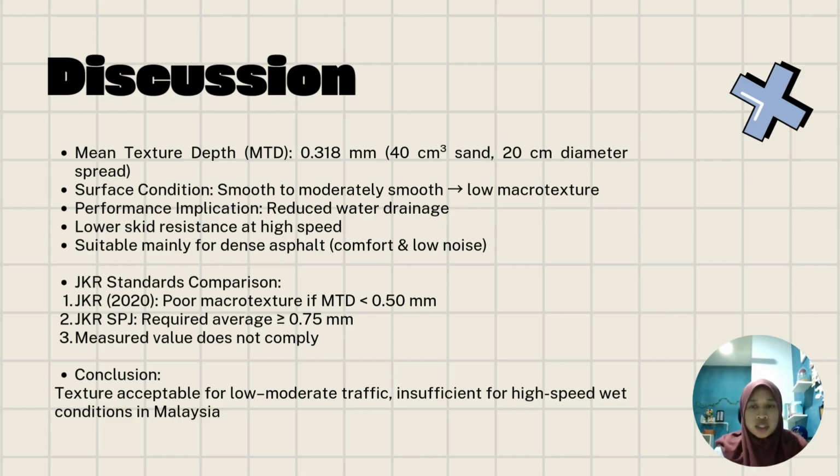So when compared with the JKR standard, the measured MTD is below the 0.5 mm required for acceptable macro structure and does not meet the JKR SPJ recommended average, which is 0.75 mm. Therefore, although the texture may be adequate for low to moderate traffic roads, it is insufficient for high speed or wet conditions in Malaysia, indicating a potential safety concern.